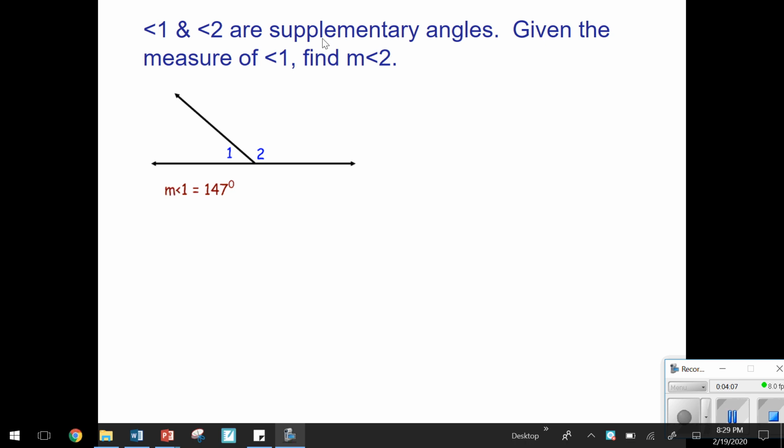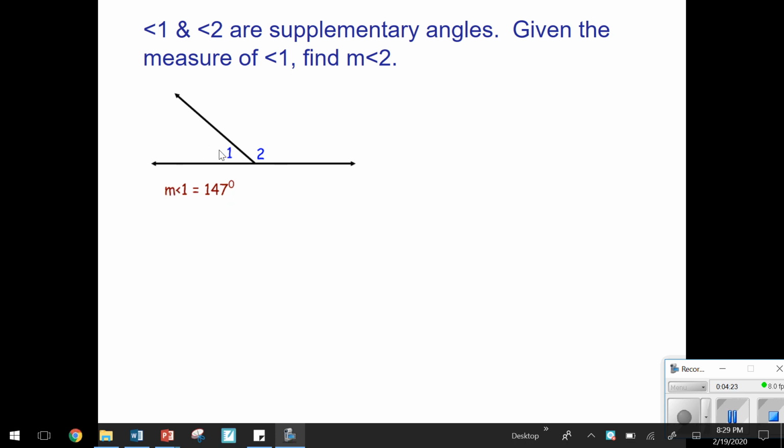Okay, our next examples are talking about angles 1 and 2 being supplementary angles. Okay, so what does supplementary mean? It means they add up to 180 degrees. So we are going to be given the measure of angle 1. We want to find the measure of angle 2. So if you look right here, look here what this says. It says the measure of angle 1 is 147 degrees.